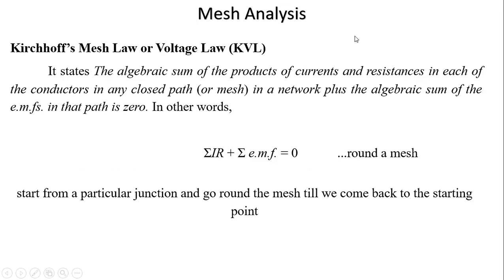And we know Kirchhoff's voltage law. According to this particular law, the algebraic sum of the products of the current and resistances and EMFs in a closed path is equal to 0. That is, starting from a particular point, if we go around a mesh till we come back to the starting point, the algebraic sum of the current into resistance plus EMFs in a closed path is 0. So that is the KVL, Kirchhoff's voltage law.